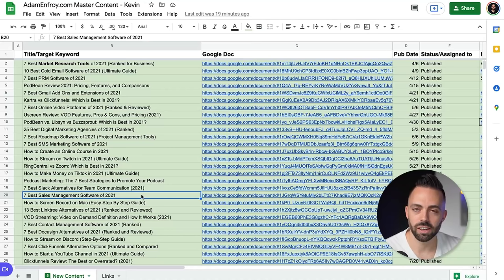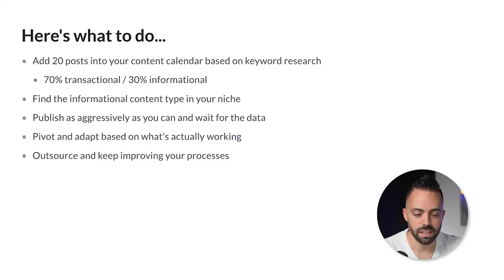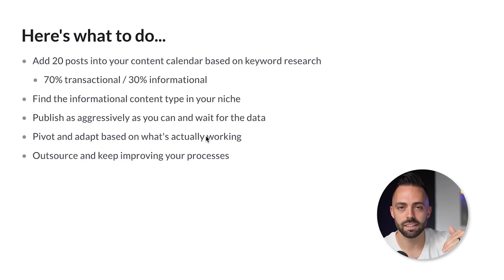So you always want to adapt your content calendar, but you really want to go like 70% transactional list posts, 30% informational posts in your niche. And then you just want to publish aggressively, pivot and adapt based on what's actually working. So to recap, you want to start with a broad niche like fitness or tech or camping or kitchen or home lifestyle. And then you start finding these transactional posts that you can make money on in different subcategories within that niche, test those, tweak them, and then pivot based on what's working. And then you just want to outsource and continue to improve your processes.